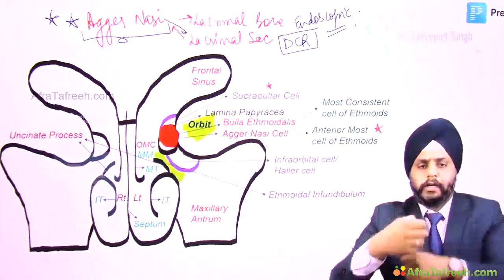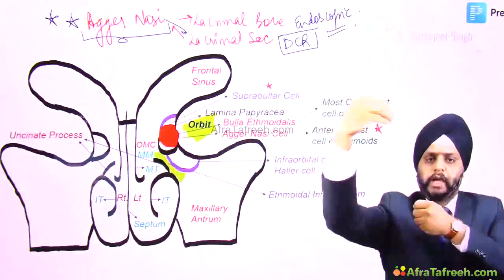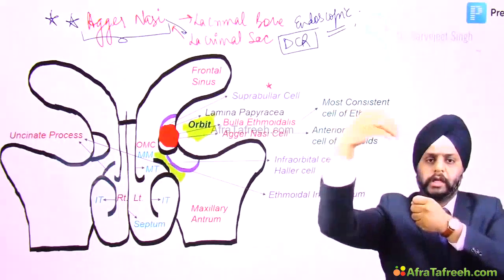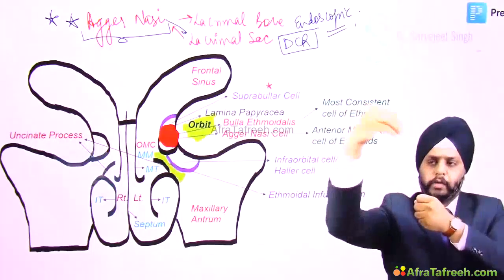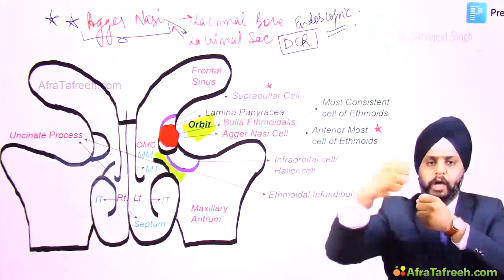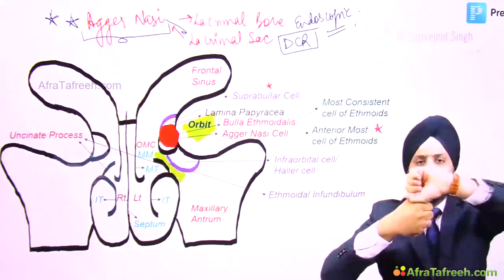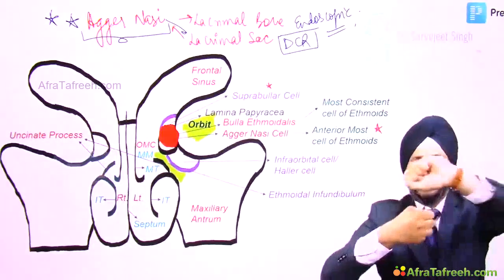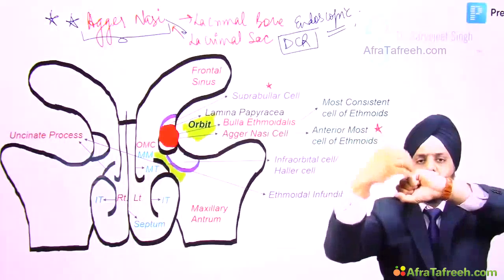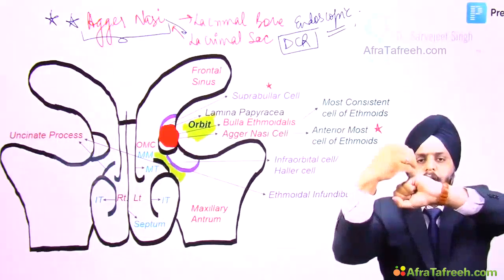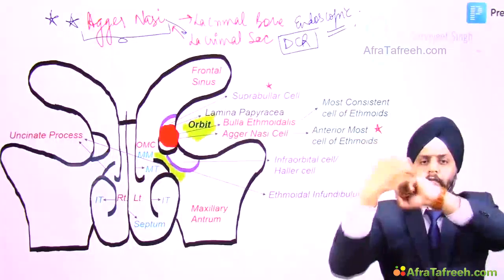Now, how is the frontal sinus coming? The frontal sinus is draining like this, and you see this is the bulla ethmoidalis. It is coming and draining over here like this. Now, suppose we have an agar nasi cell. If there is a cell above the agar nasi and the frontal sinus is coming like this, now what will happen? This will block the drainage of frontal sinus. Can you make it out? So this will block the drainage of frontal sinus.